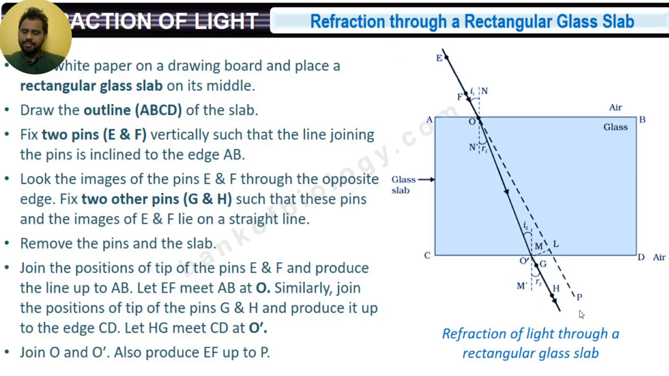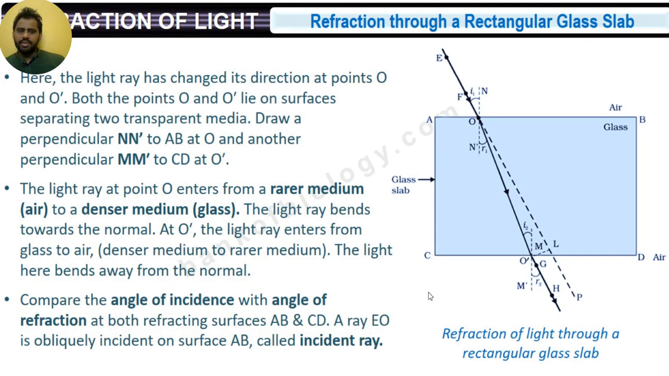Okay, fine. I hope it's understood. Let's move ahead. And what is the thing here? This is the normal. This is the angle of incidence. This is the angle of refraction. This is the angle of incidence. This is the angle of refraction.